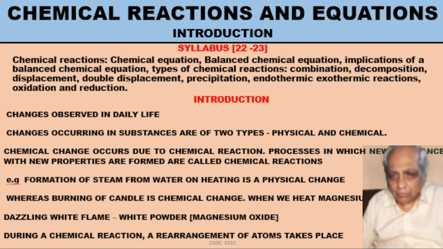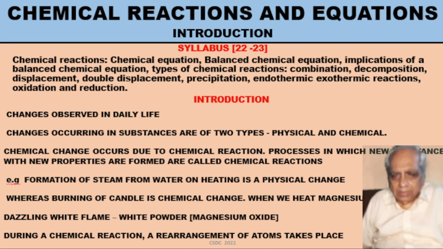Then various types of chemical reactions which are listed: combination, decomposition, displacement, double displacement, precipitation, endothermic, exothermic reactions, oxidation and reduction, and also a bit of its application, like what is corrosion and what is rancidity. So these are the syllabus points that you have to study. So we will start now with the first one, chemical reactions.